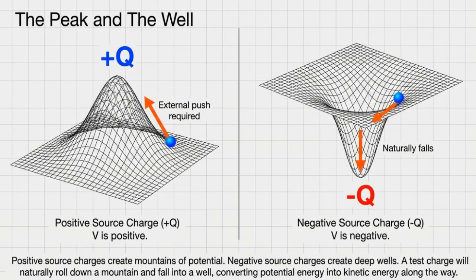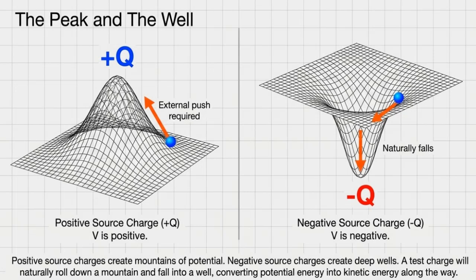Let's take a closer look at how positive and negative source charges affect electric potential. A positive charge creates a peak or mountain of potential, meaning if you place a test charge there, it would require an external push to move it up that peak. This is because the potential energy is higher at the top, so the test charge doesn't move there on its own. On the other hand, a negative charge forms a well or valley of potential, causing a test charge placed nearby to naturally fall toward the bottom.